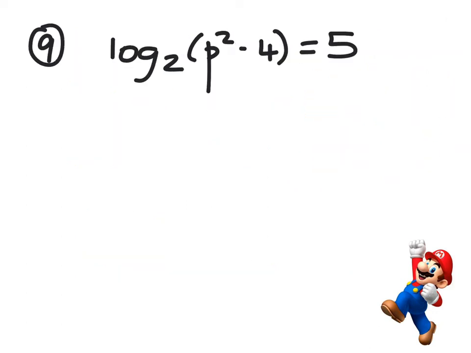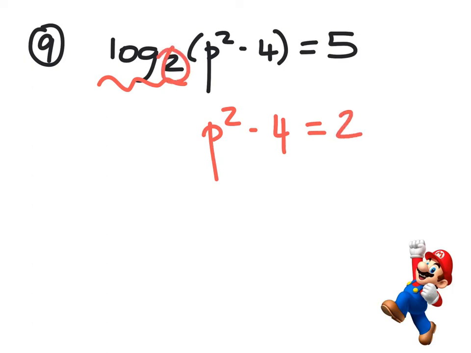Question 9, believe it or not, I think this is the easiest question on the sheet. Certainly the quickest one. If I've got to solve this, the problem is I need to get rid of that log to the base 2. So I'm left with p squared minus 4 equals. Now how do you get rid of a log? The opposite to logging is powering. And there is a 2, so it's 2 to the power 5. So all I'm asking you to do is work out that equation now. What is 2 to the power 5? Take the negative 4 across, square root, get your p.